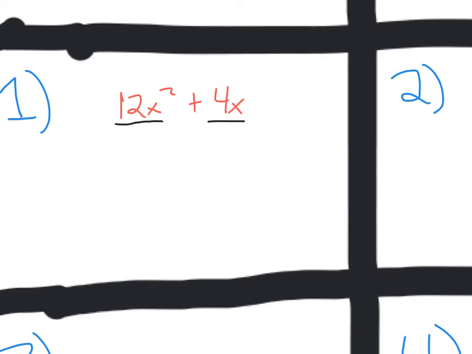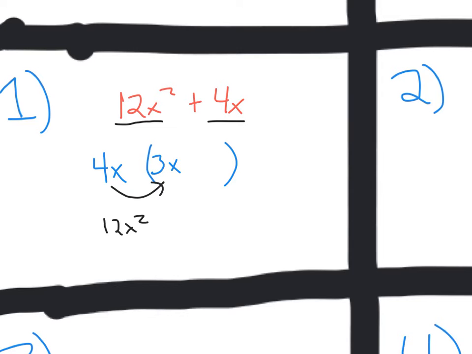Well, what can go into 12x squared that can also go into 4x? The thing that can come out of both of them is actually just going to be 4x. 4x can be pulled out of 12x squared. Well, how many 4x's does it take to make 12x squared? It's going to take 3x. And if you ever want to double check, you can multiply that back. 4x times 3x gets 12x squared.